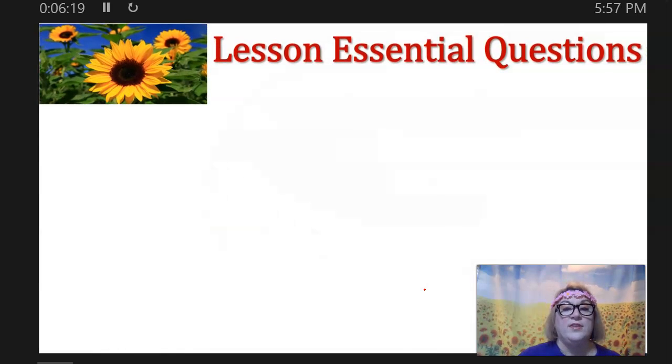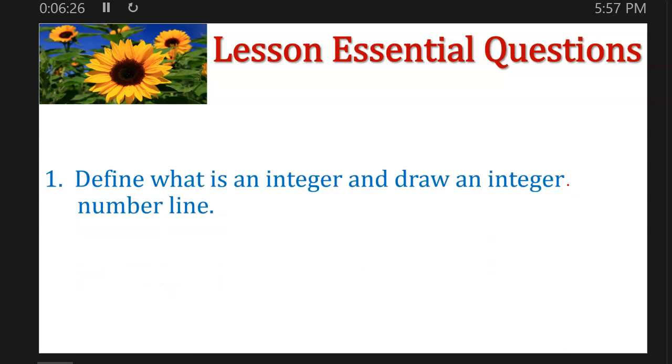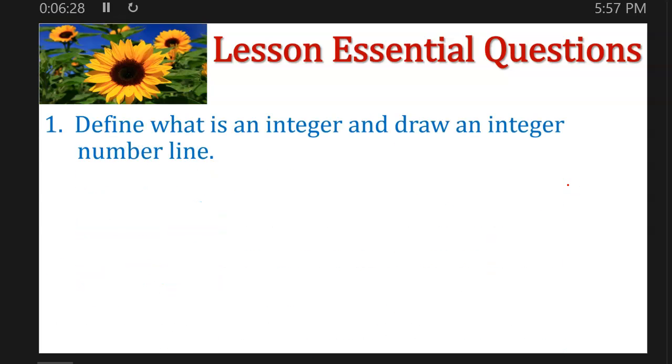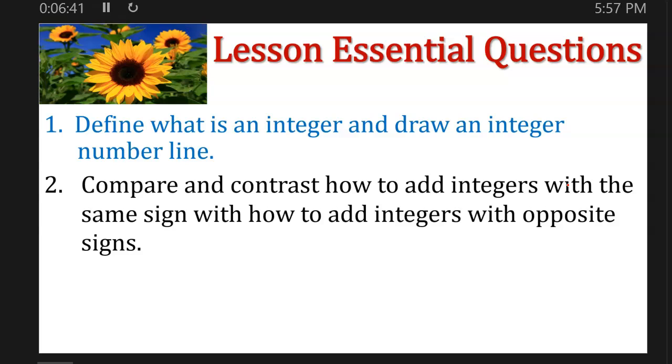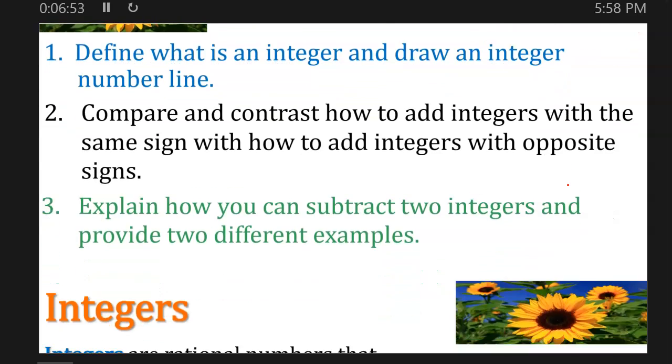All right, so let's look at the 3 essential questions that we're going to be learning today. The first question is: define what an integer is and draw an integer number line. Remember, integers are all of our whole numbers, positive and negative, and it includes 0. Second: compare and contrast how to add integers with the same sign with how to add integers with opposite signs. And the third one is: explain how you can subtract 2 integers and provide 2 different examples.